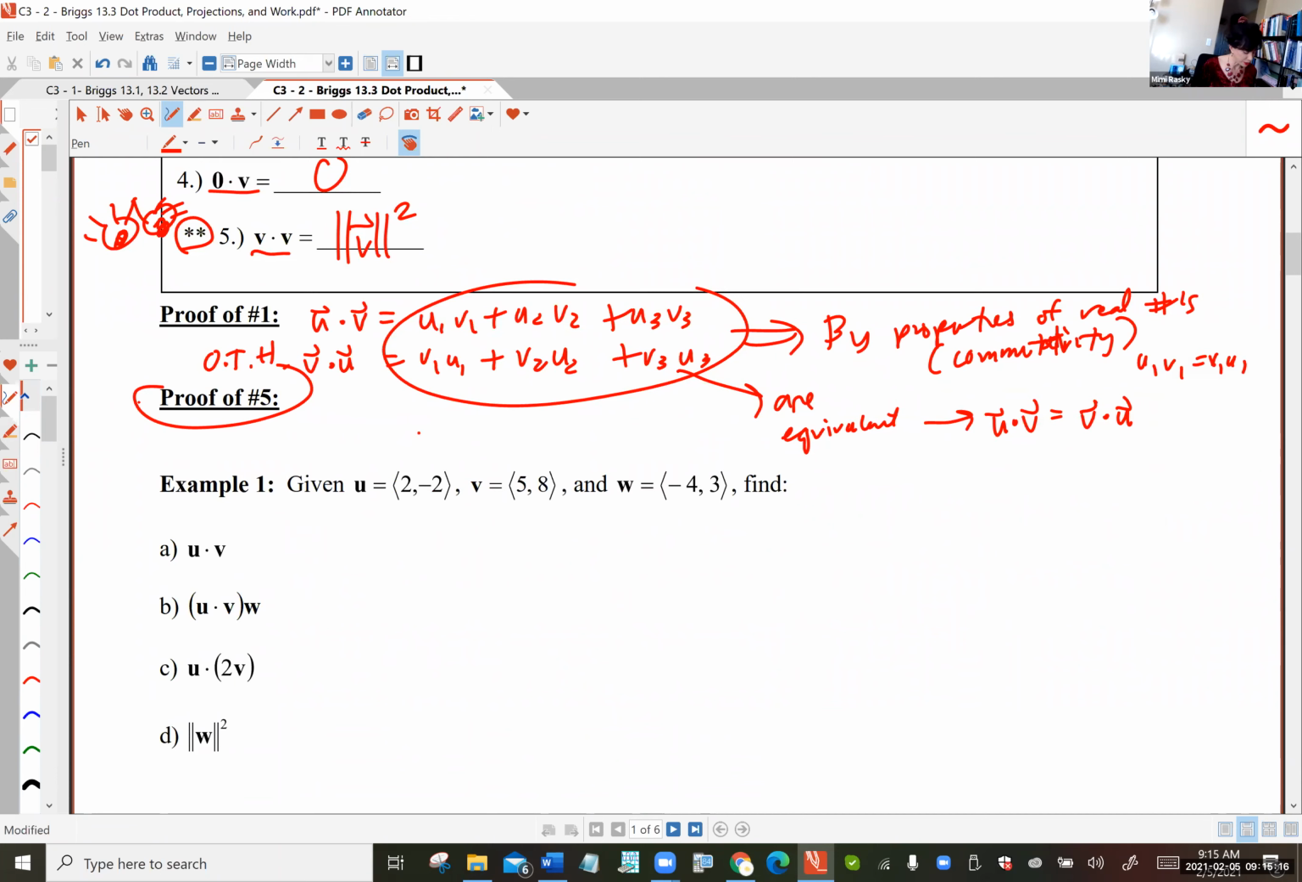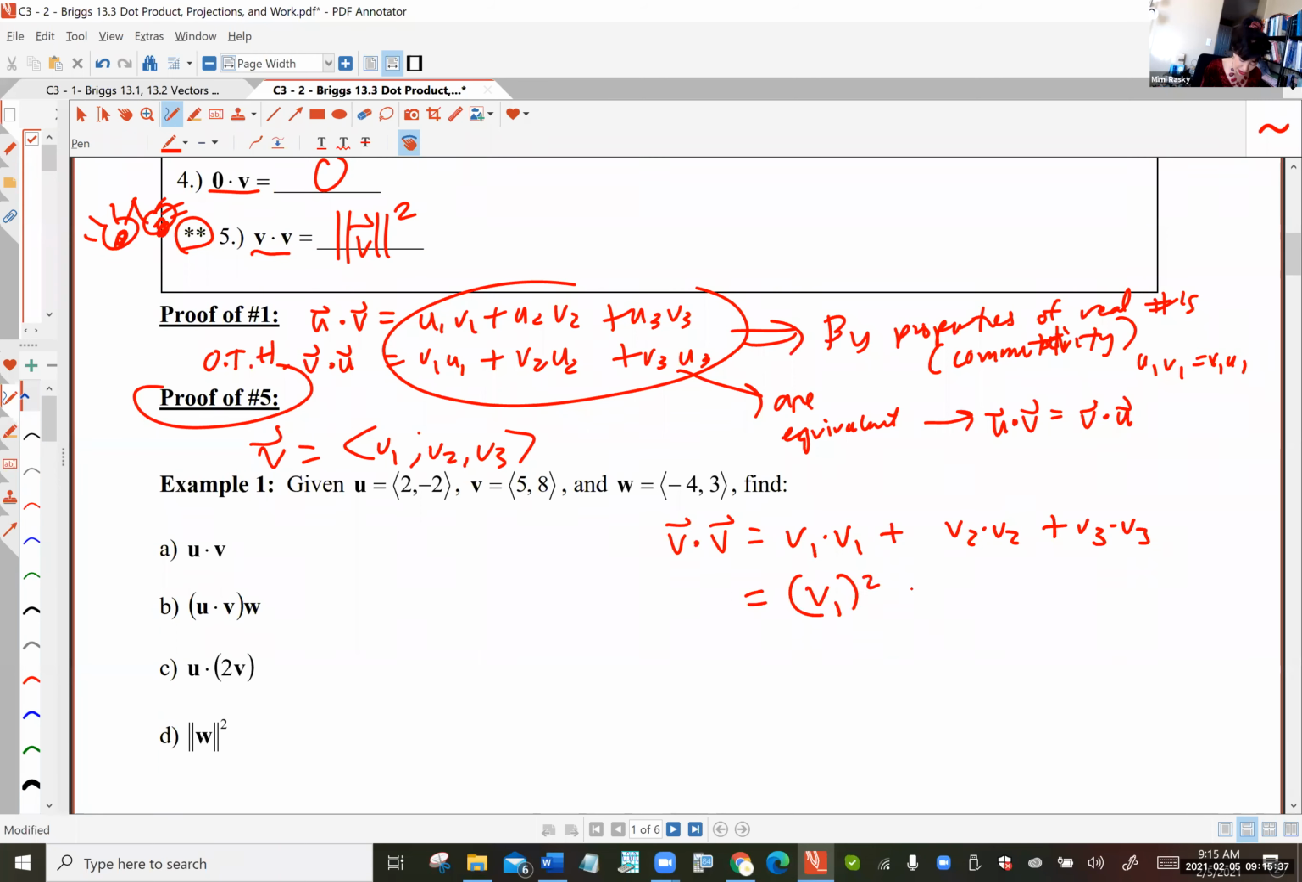Now what about the proof of 5? Are you sure that's true? Yeah, sure. If we assume that v looks like v1, v2, v3, let's do the left-hand side and the right-hand side. What is v dot product with v? It'll be v1 times v1 plus v2 times v2 plus v3 times v3. Using repeated multiplication, we can write that using exponents. Save that for later.